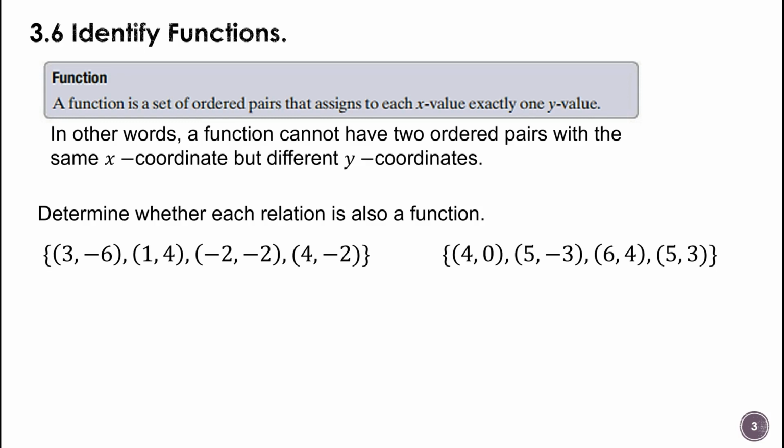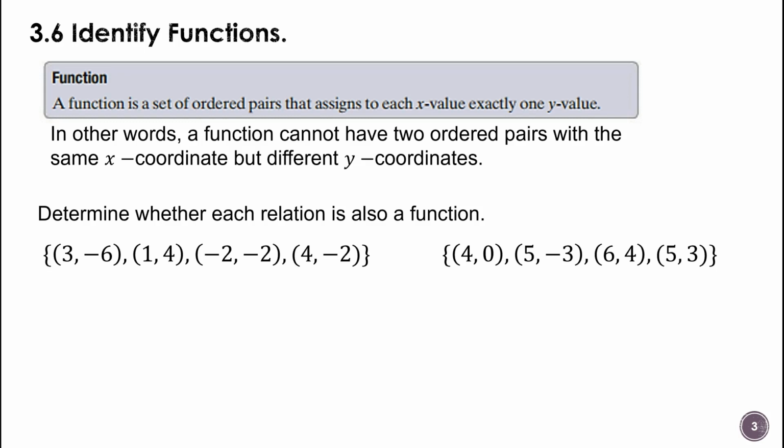Okay, a function. So a function is a set of ordered pairs that assigns each x value exactly one y value. In other words, a function cannot have two ordered pairs with the same x-coordinate but different y-coordinates. And so when we're looking at this, we're really looking to see, do any of our x's repeat? So determine whether each relation is also a function.